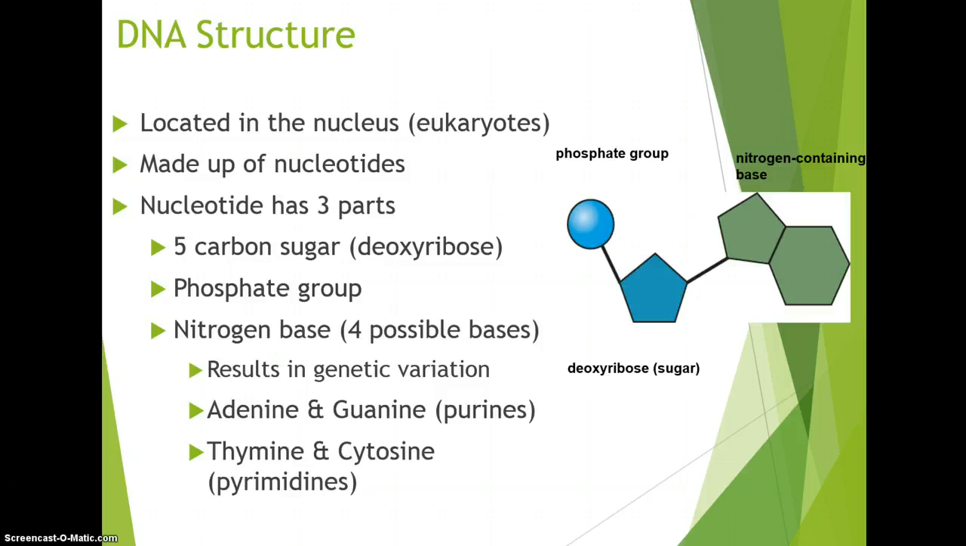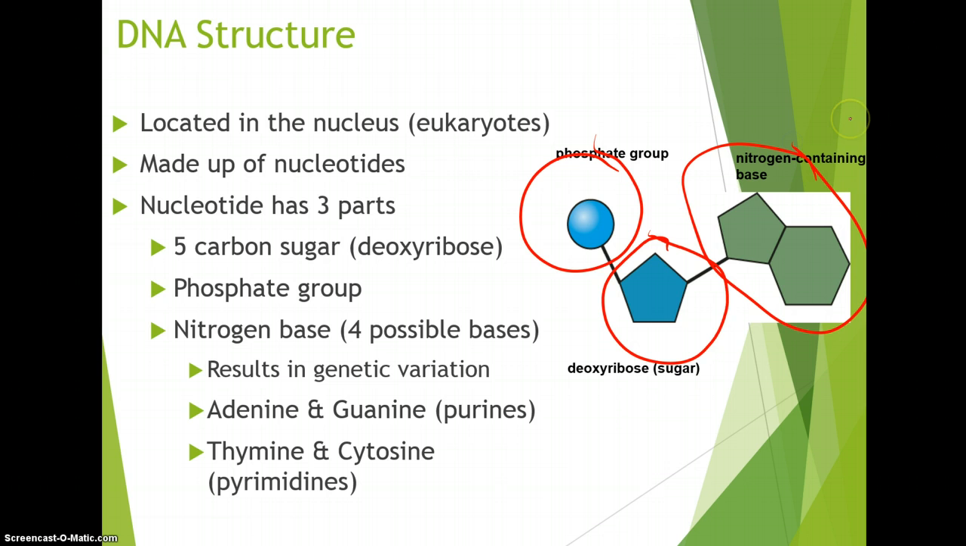The first part is going to be the 5-carbon sugar, which is right here. We call that deoxyribose. You have your phosphate group, that is here. And you have your nitrogen bases, which would be located here. You have 4 possible bases when it comes to the nitrogen bases, and this is what results in genetic variation in organisms. You got adenine and guanine. Those are purines. Thymine and cytosine are pyrimidines.